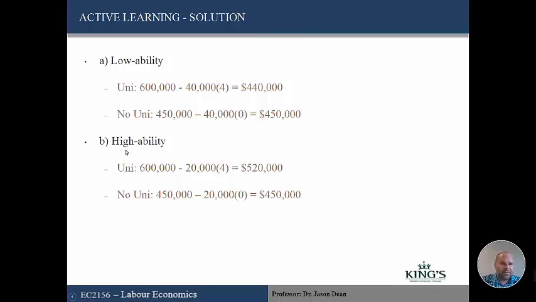Now, what would a high ability person do? Well, if they go to university, they're going to get $520,000. If they don't go to university, they're going to get that $450,000 also. But clearly, because the costs are much lower for high ability to go to school, the net benefit of going to university, getting that higher income, outweighs the cost, and they would decide to go to university. And so we would have a separating equilibrium here.